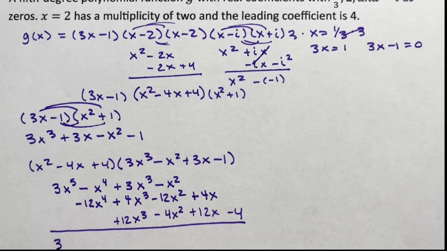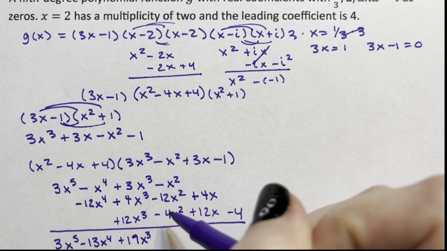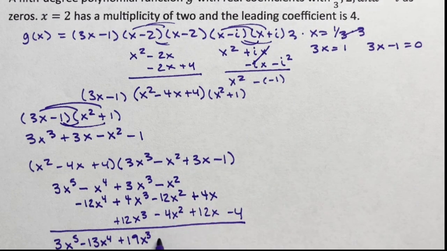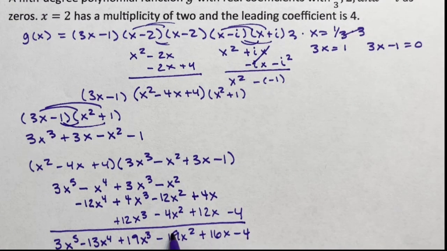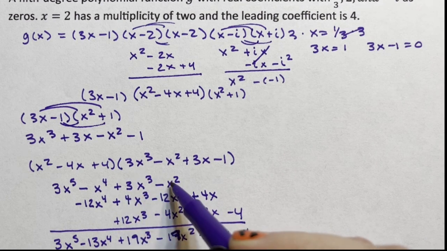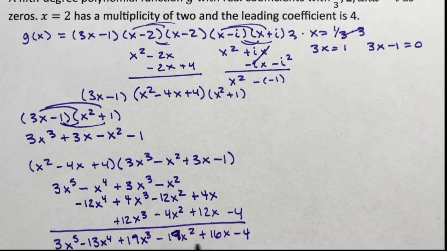All right, so I have 3x to the 5th. 12 and 1 is 13x to the 4th. 4, 16, 19, plus 19x cubed. This is getting very, very long. Minus 19x squared plus 16x minus 4. So if we look at all of this, this should be a 17, so that's only a 1. All right, 3, 13, 19, 17, 16, 4. Hoofta. There is a lot going on there, a lot of odd numbers.